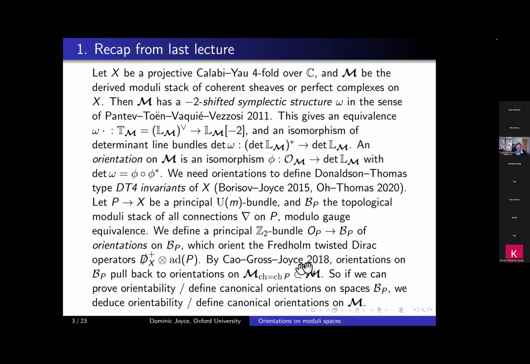By some work by myself and others in 2018, if you can build orientations on these spaces BP, you can pull them back to orientations on, well, at least the substack of M which has Chern character the same as the Chern character of P, and actually with a bit more work you can get an orientation on all of them. So if you can prove orientability or define canonical orientations on these spaces BP, then you can deduce orientability, or define canonical orientations on our algebraic geometry moduli spaces M. So today I'm not going to talk anymore about the algebraic geometry story. I'm going to talk about this problem of how you find orientations on these moduli spaces of connections on your manifolds.